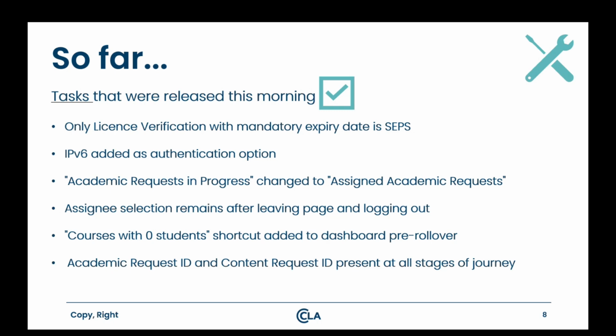We also had some feedback that the Academic Requests in Progress tab is confusingly named. This tab only includes academic requests which have been assigned to a DCS user. So we've therefore changed this label. You will now see that this section is called Assigned Academic Requests rather than Academic Requests in Progress.